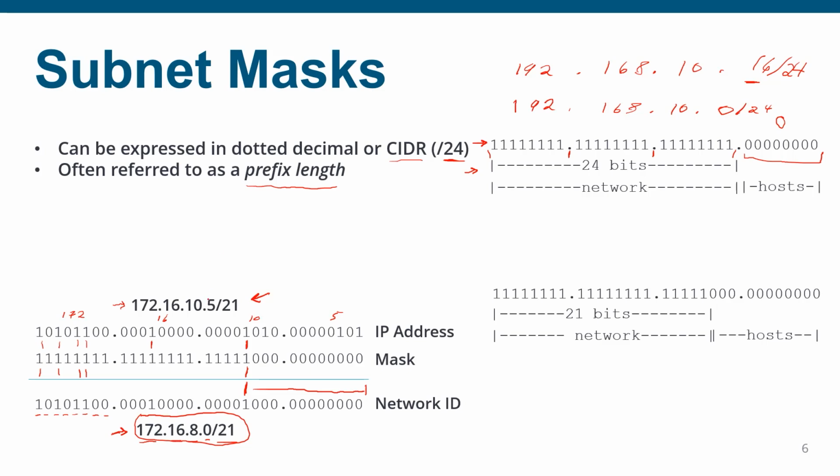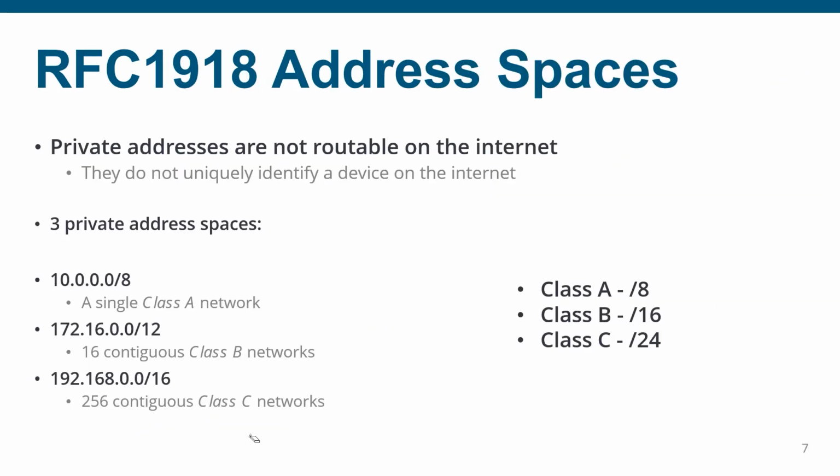Our IP address is also paired with our subnet mask to identify what network that address is part of, and then what the host identifier is within that network. Excellent. So let's talk a bit about some different types of IPv4 addresses.